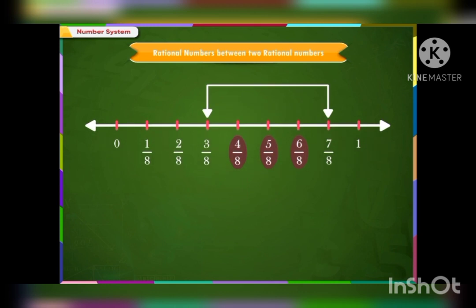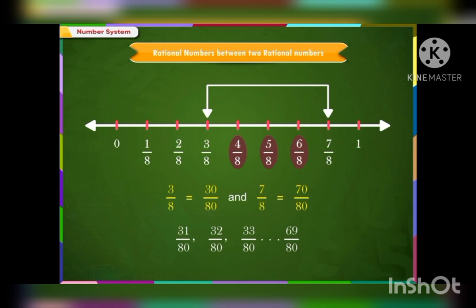3 by 8 can be written as 30 by 80, an equivalent rational number. So 7 by 8 can also be written as 70 by 80. The numbers 31 by 80, 32 by 80, 33 by 80 till 69 by 80 are also rational numbers between 3 by 8 and 7 by 8.